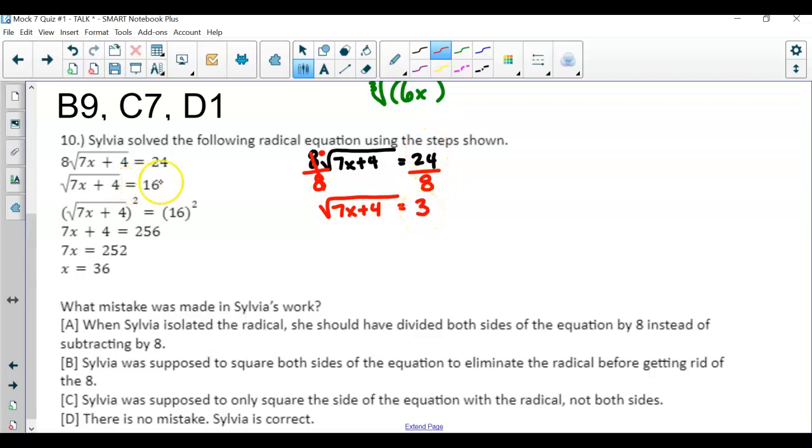Does this match? No, it doesn't. That is the error. If you notice, what do you think they had to do to go from 24 to 16? They subtracted 8 when you were supposed to divide by 8 to get 3 and not 16. That's why the answer was A.